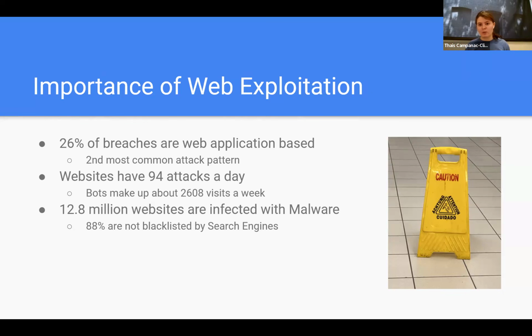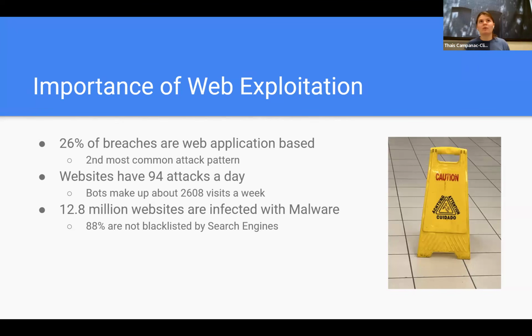26% of breaches or leaks of critical information usually come from web application based services, like youtube.com, for instance, or your insurance company or your banking system. 26% of breaches entirely come from web application based ones. This makes it the second most common attack pattern that we see on the internet, or in general in real life.